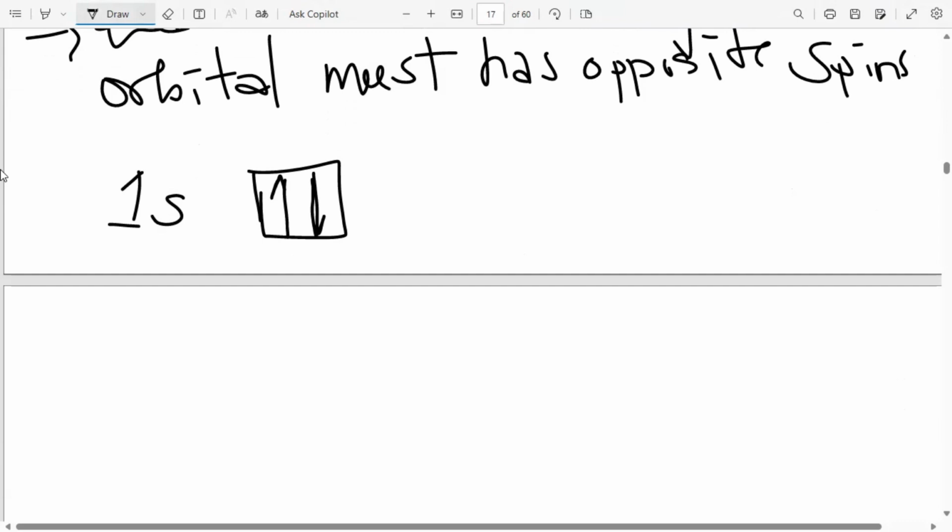So the two electrons that can be accommodated in each orbital should have opposite spins, which means you have one facing up here, whilst another one should be facing down there. And which principle is talking about this? It's Pauli's exclusion principle. This is the main thing that Pauli's exclusion principle talks about. The third one is Hund's rule.